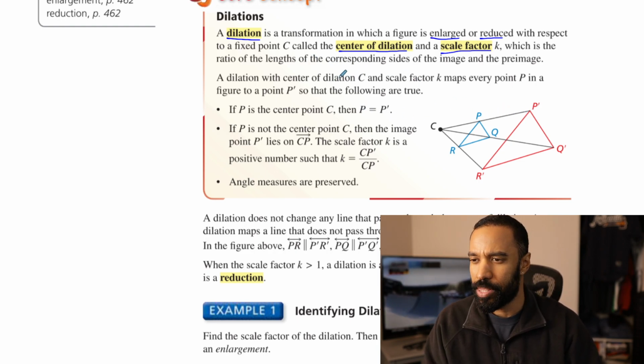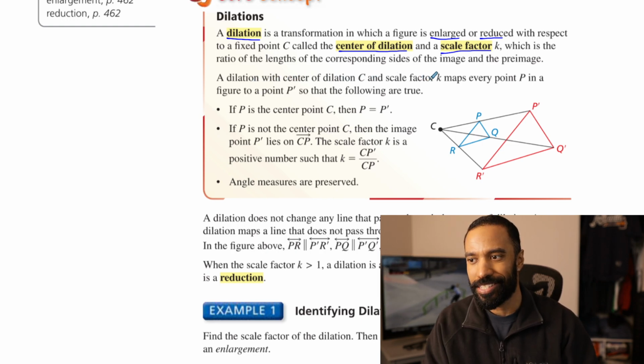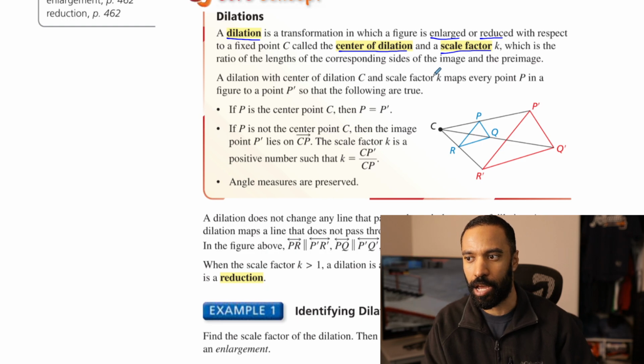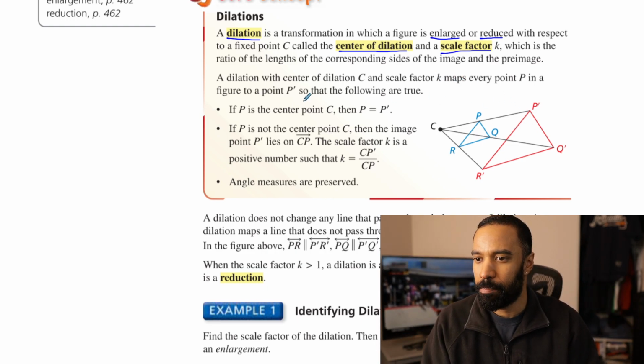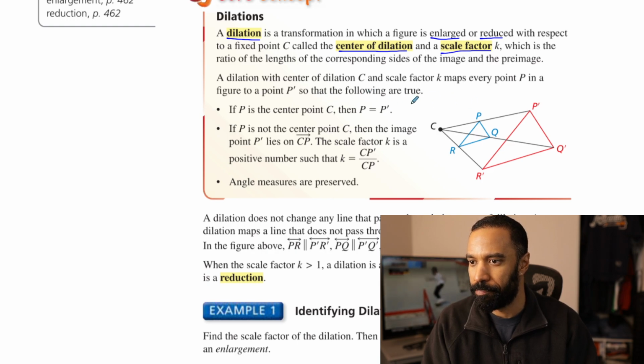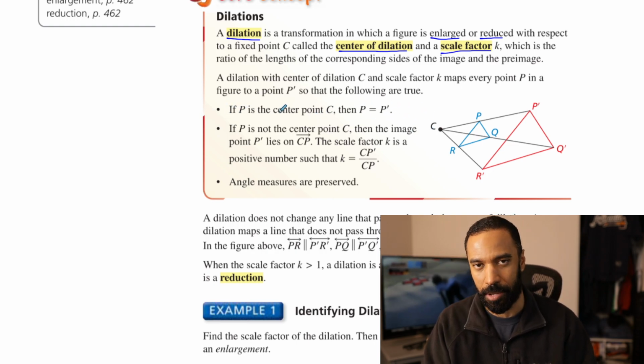So a dilation with center of dilation C and scale factor K, that's the number that you have to multiply by to make it that many times bigger, maps every point P in a figure to a P prime. So the following are true. If P is the center point, then P equals P prime. I think it's better that we see it when there are examples of it.